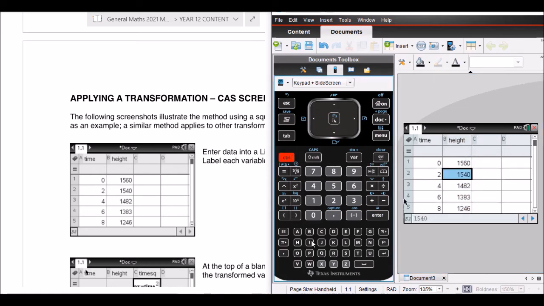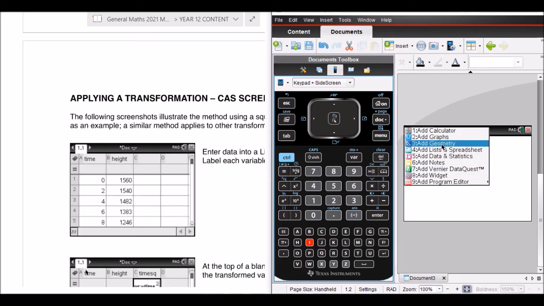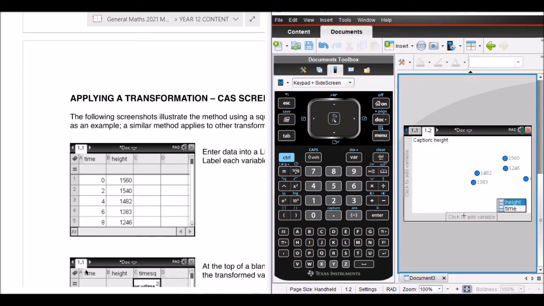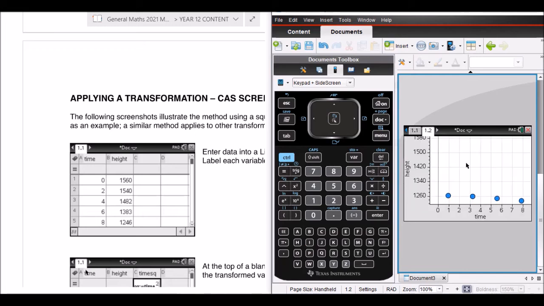So let's see what it looks like on the data and stats. So here we've got time, I think it was, yep. And we'll go with height here. So you can see that the data isn't quite linear. It sort of curves downwards, doesn't it? So what we want to do is try and make this data a bit more linear, okay, by doing some sort of transformation.